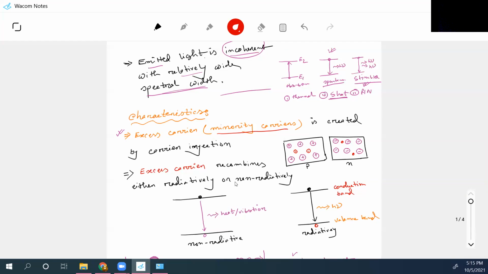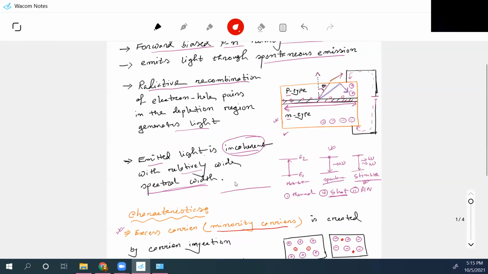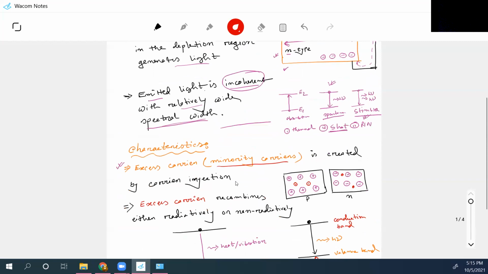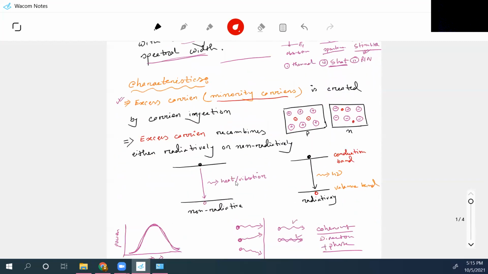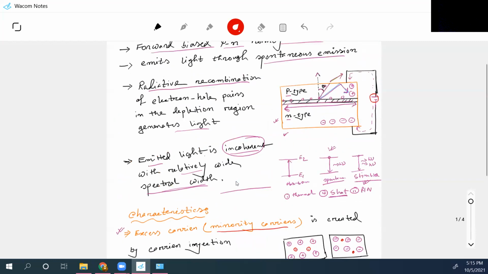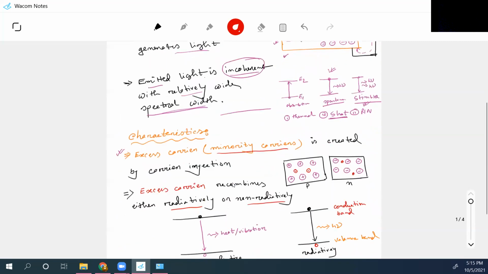Now, the excess carrier is created by carrier injection, because we make it a forward bias, so we can inject the carrier. Okay. Excess carrier recombines either radiatively or non-radiatively. What does it mean? We actually already found this word, radiative recombination. So we know there are two kinds of recombination. One is radiative, another is non-radiative recombination.